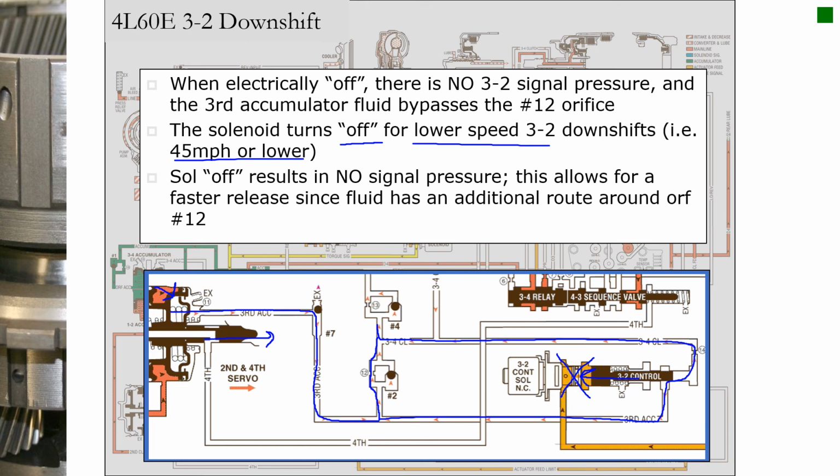The flip side of that is that at higher speed downshifts, if I'm on the throttle, I actually want the band to come on a little slower, because when the 3/4 clutch releases, I want to give it time for my engine speed to rev up, and then boom, the band applies. So if I wait for the band to come on until my engine revs up a little bit, that would be good for forced downshifts when you're trying to pass somebody. Solenoid off results in no signal pressure, allows for a faster release since the fluid has an additional route around orifice number 12.